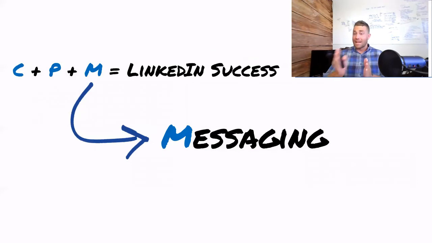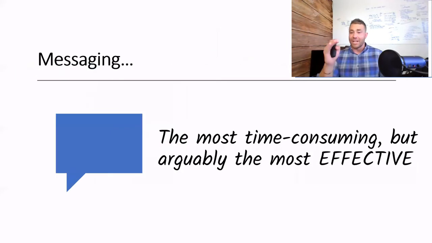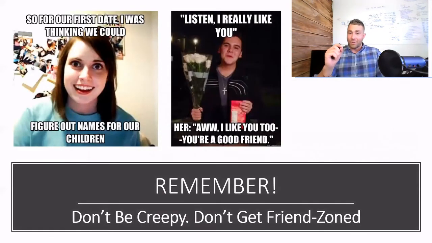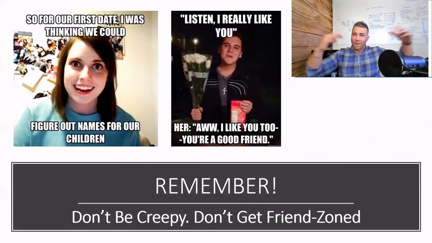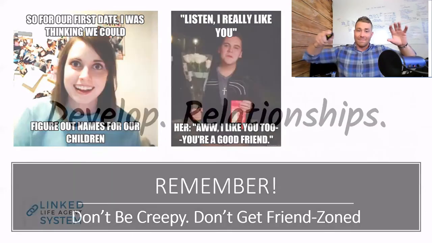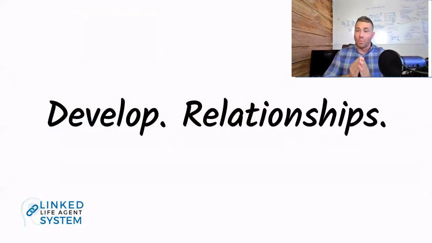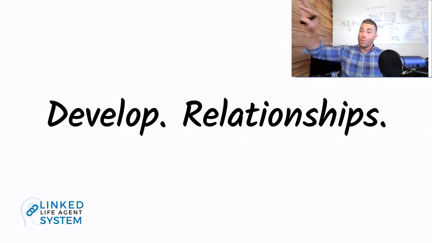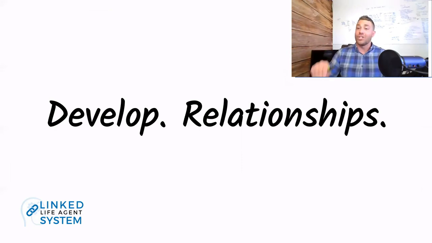So the next part, the last part of this, is the messaging. Now, messaging is the most time consuming, but the most effective part of the process. Okay. This is where you got to do it right. Now, remember, when it comes to messaging, you can't be too forward, to where you're too creepy, jumping all over people with your products and services, but you can't get friend zoned at the same time. So what I want you to remember with your messaging is to develop relationships. Again, in the Linked Life Agent Challenge, we have scripts for you to use. We talk about this a little bit more, but developing relationships is key.